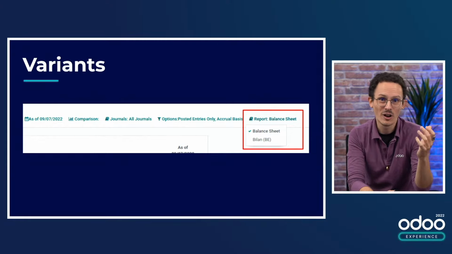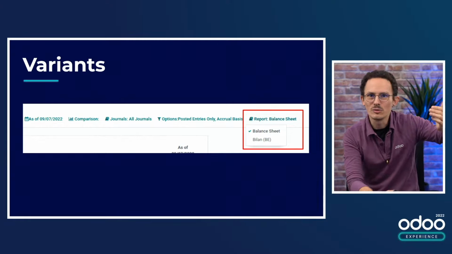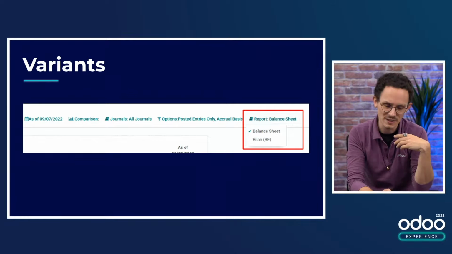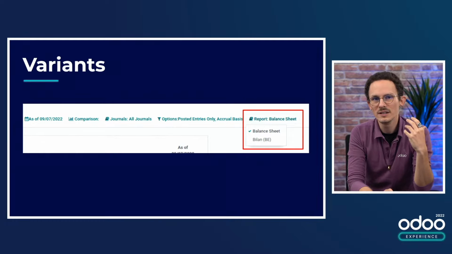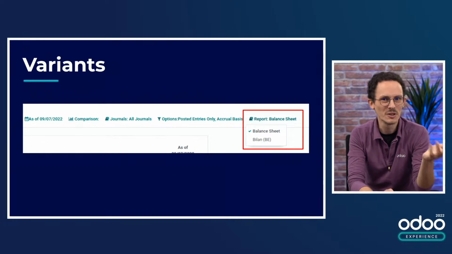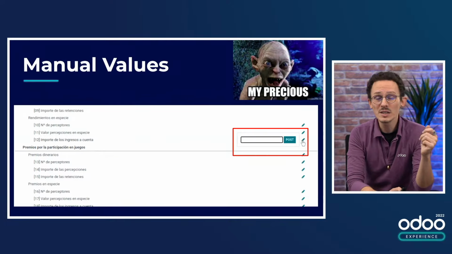On the top right corner of the screen, you'll just be able to switch between the generic report and the one for your localization. So it's a small thing, but it's a big improvement for usability because all the menus are now way more lightened. Next one, manual values.